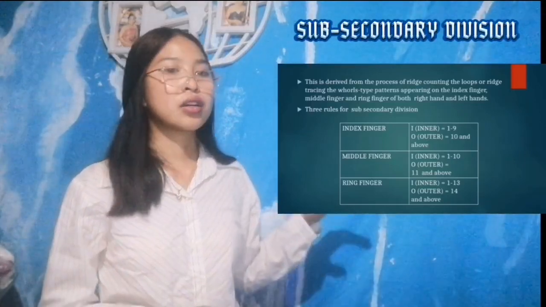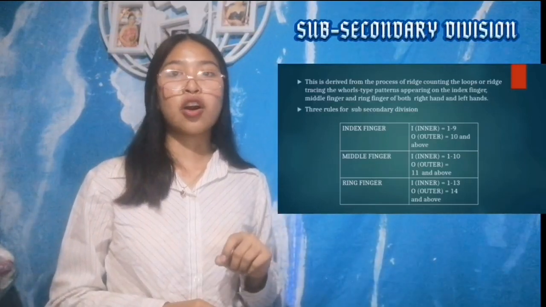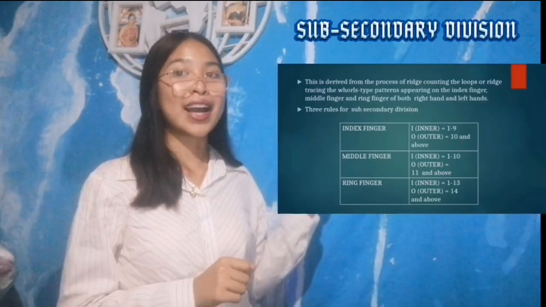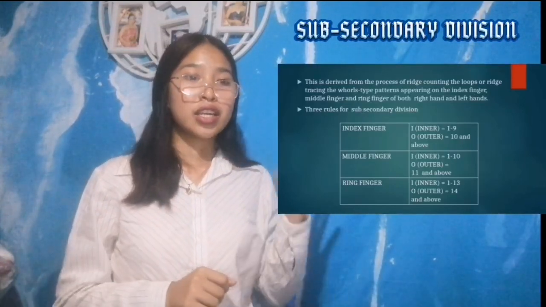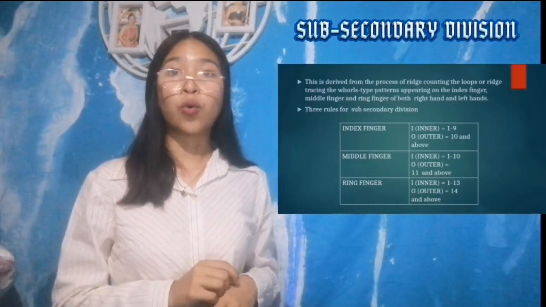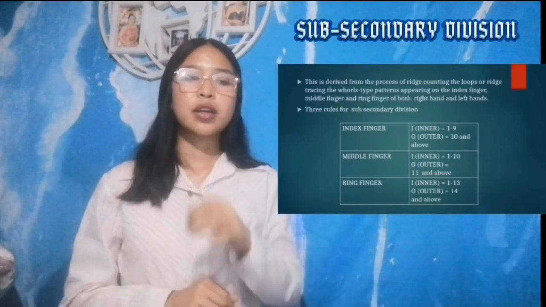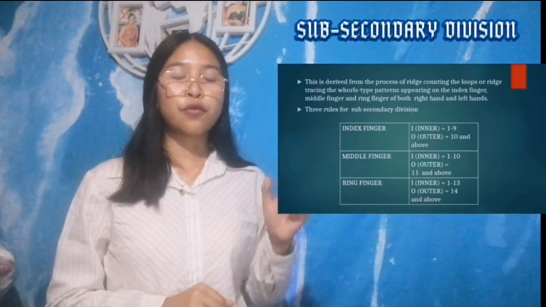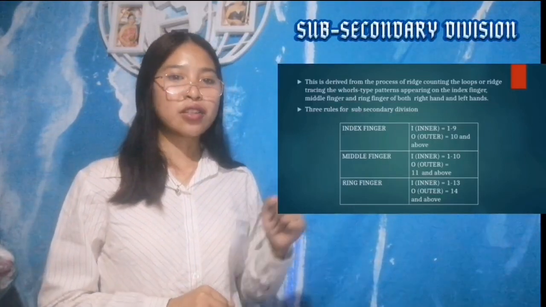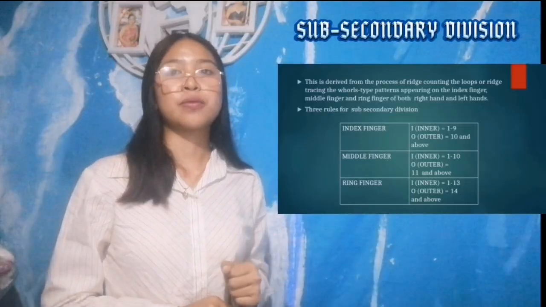Next is the middle finger. If the middle finger has a ridge count of 1 to 10, you will use inner, with the symbol I. And if the middle finger has 11 and above, you will write O, or outer. Next, in the ring finger, if you have 1 to 13 ridges, you will use inner as the symbol I. And if you have 15 and above, you will write O, or outer.